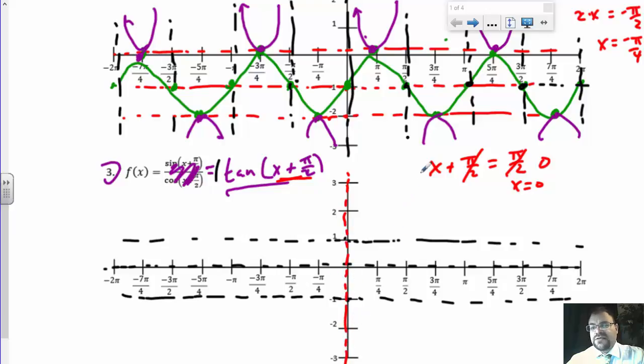Now, I don't know where the other asymptotes are, so I have to find the period of the graph. And the period for tangent is pi over the absolute value of b. And b is this number in front of x, which is 1. So it's basically pi over 1, which is the same thing as pi. So if I go over a distance of pi, which is 1, 2, 3, 4 spaces, I have another asymptote. That's what it means. So I keep doing this, go over 4 spaces, another asymptote.